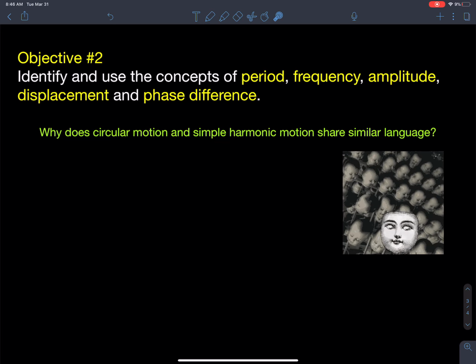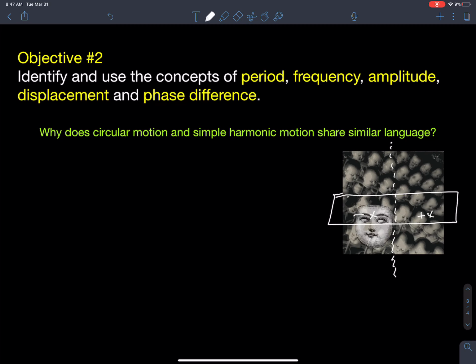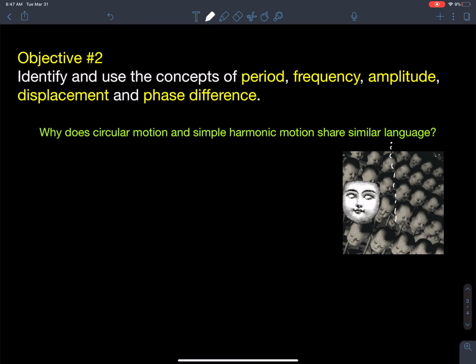So why is that? Well, that's because objects going in circles are also oscillating about an equilibrium position. I can imagine that I have an equilibrium position right in the middle. If I look at it in the form of x, so positive x and negative x, that strange face is oscillating about positive x and negative x. So if I just look at the object on the x plane, I can see it going back and forth on the x plane. Vice versa, I can take a look at the object on the y plane.